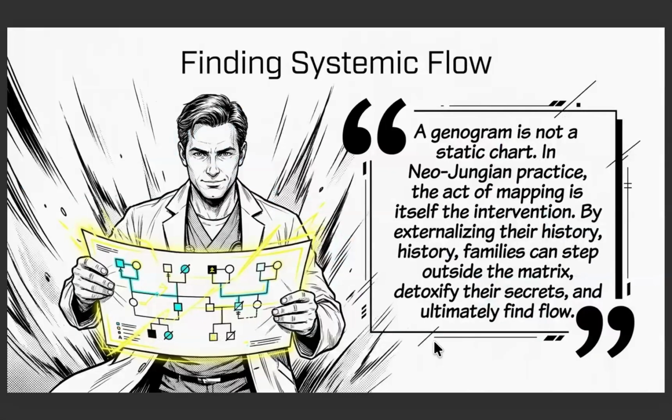Finding systemic flow. A genogram is not a static chart. In Neo-Jungian practice, the act of mapping is itself the intervention. By externalizing their history, families can step outside the matrix, detoxify their secrets, and ultimately find flow.